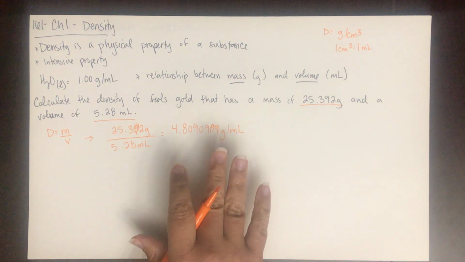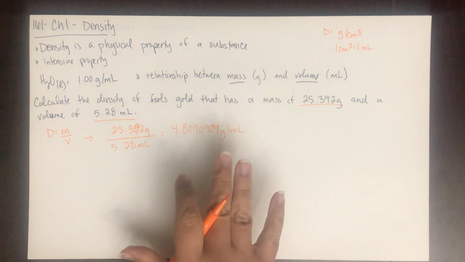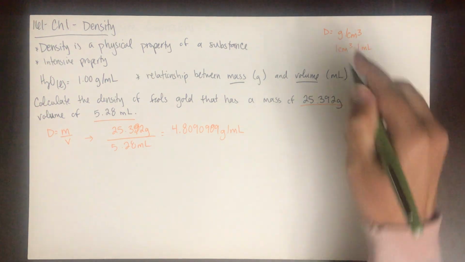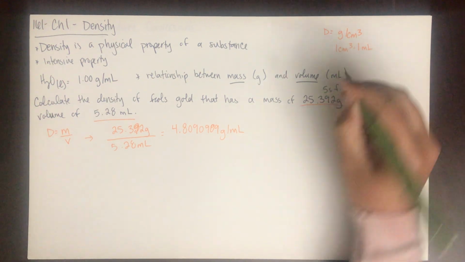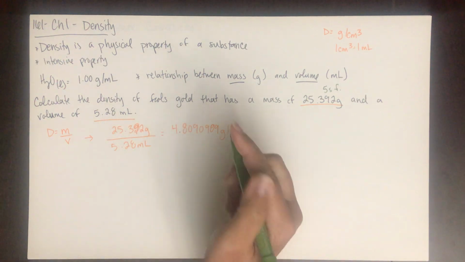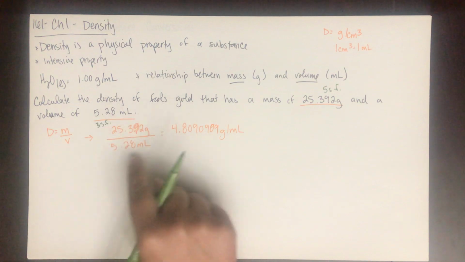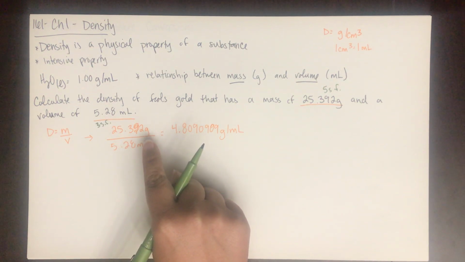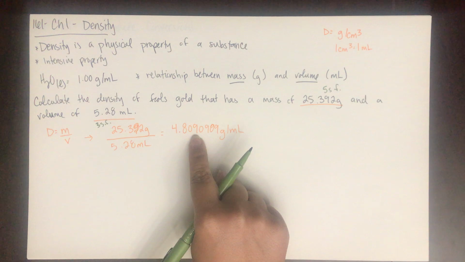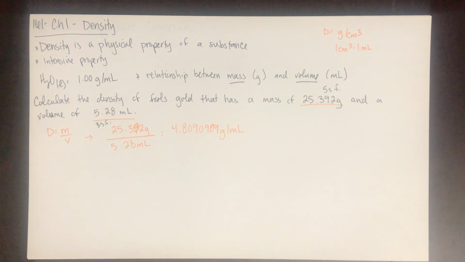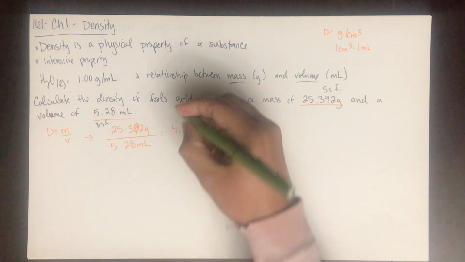Every time you do a calculation in chemistry, you must report the answer with the correct number of significant figures. This number, 25.392, has 5 significant figures. This number here has 3 significant figures. This is a multiplication or division problem, so we're going to use the rule that says the answer should have the same number of significant figures as the fewest number of significant figures in the problem. My answer should have 3 significant figures.